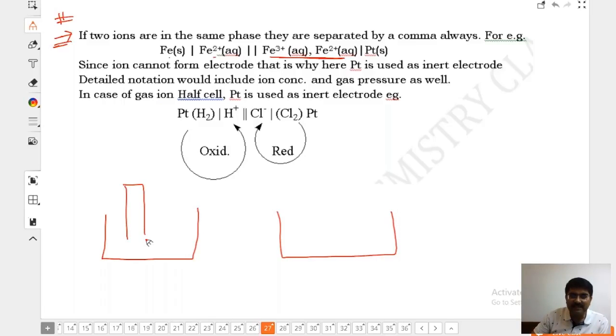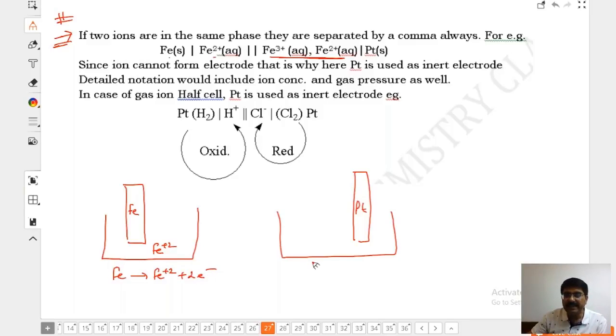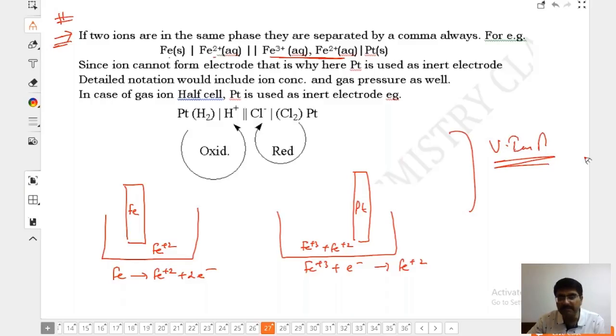This is iron, present as iron plus 2. And here we have platinum, right? This is being oxidized. Whereas here, the Fe plus 3 is gaining electron and forming Fe plus 2. So in this solution, we will have Fe plus 3 and Fe plus 2 both. This is for JEE Advanced; JEE Mains will not ask this type of problem, but Advanced might. So if both are present, then I am going to use platinum.